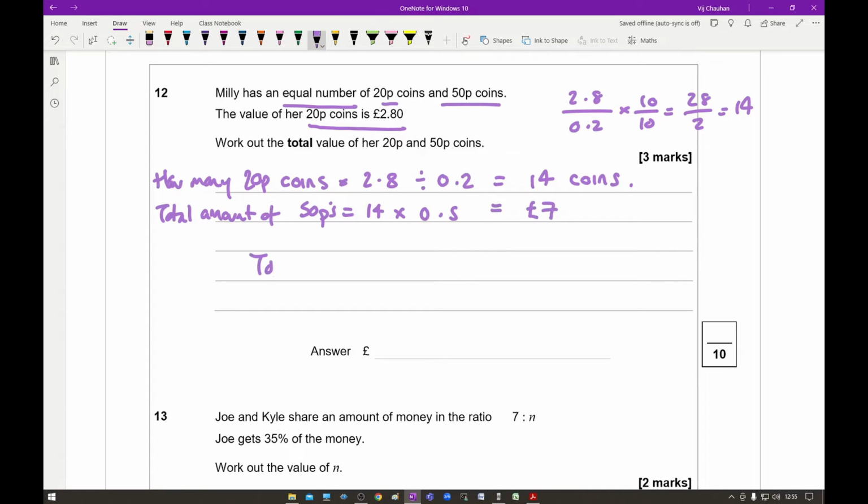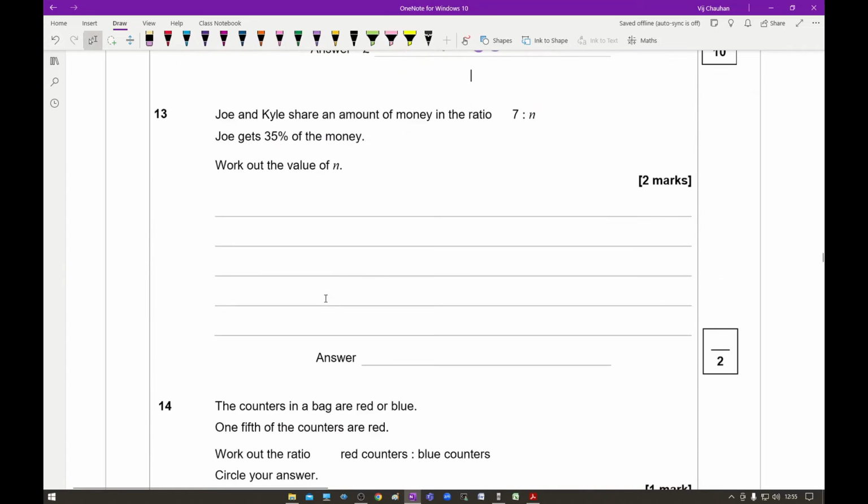So her total value, which is what the question is asking, is going to be the total of the 20 pence coins, which is £2.80, plus the total of the 50 pence coins, which is £7, which gives me a grand total of £9.80.